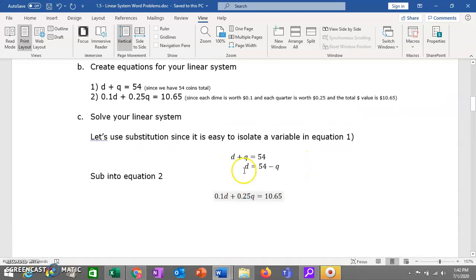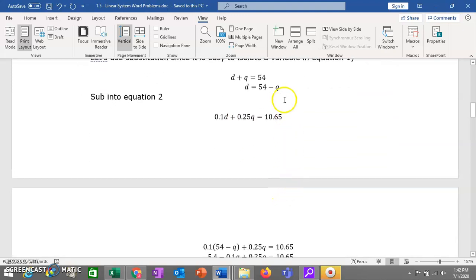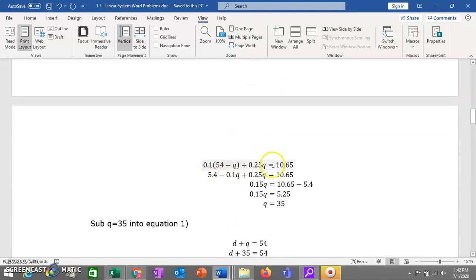So I've just done this very, very quickly. But what you'll notice here is I have equation 2, 0.1d plus 0.25q equals 1065. And then I'm just going to take d and throw it in there. So instead of d, I'm going to use this. So as I said, I've done this relatively quickly. Distribute that.